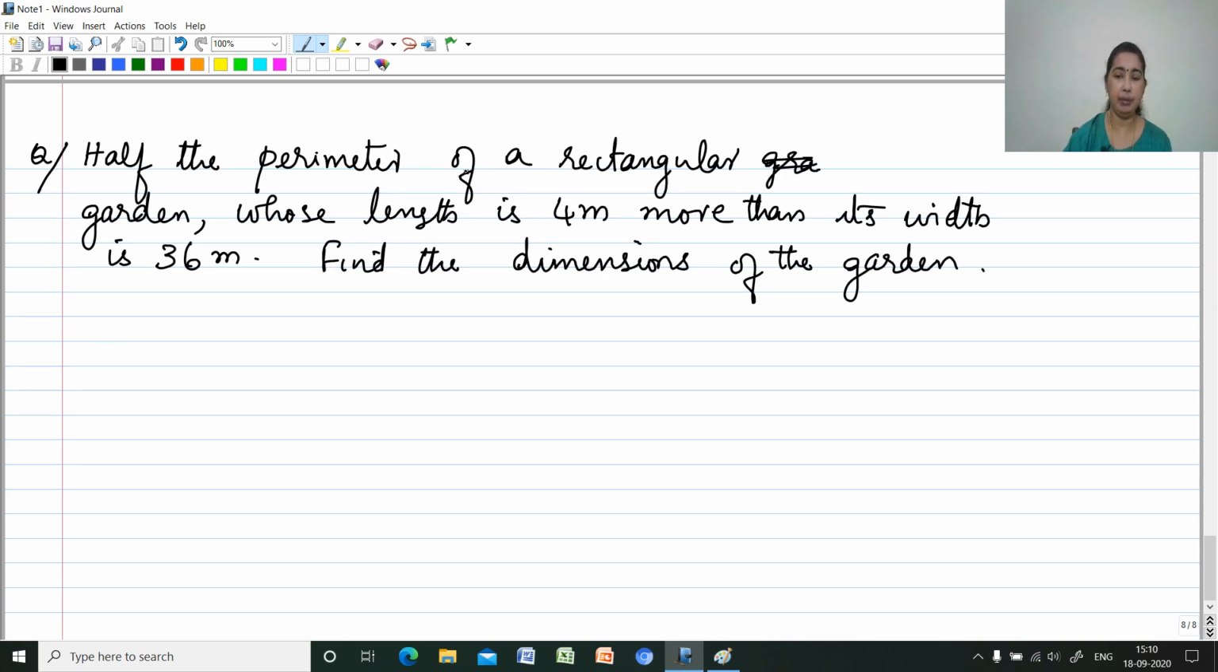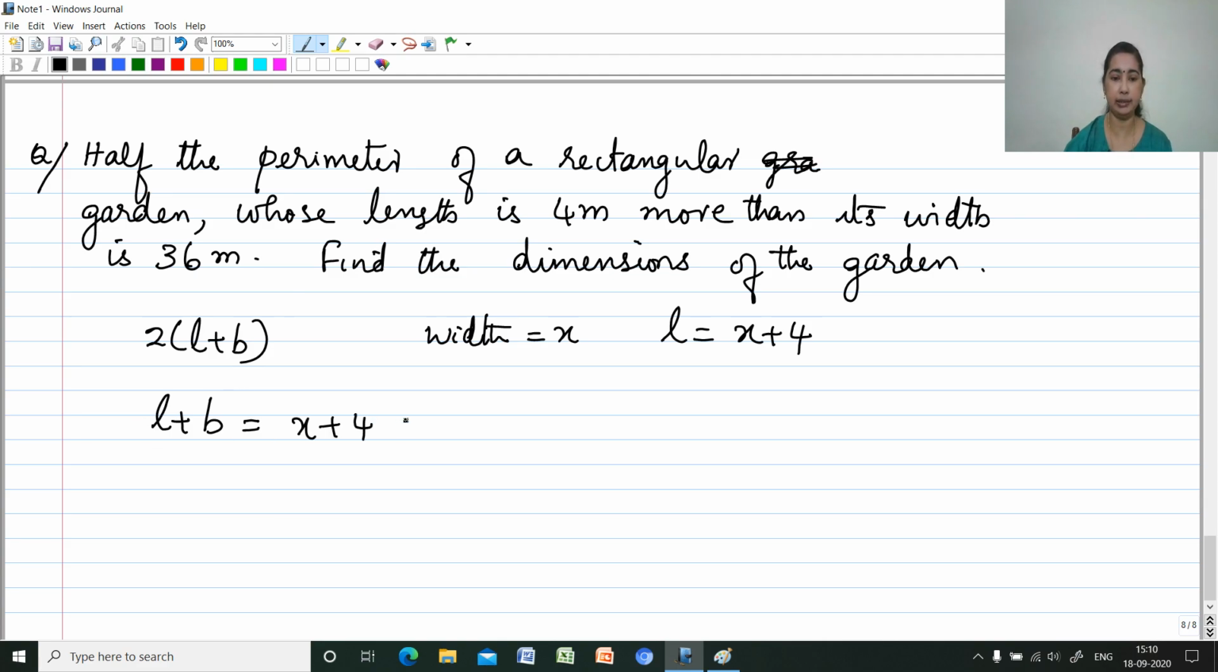So half the perimeter of a rectangular garden means L plus B. Perimeter of a rectangular garden is 2 into L plus B. Half the perimeter means it is L plus B. Whose length is 4 meter more than its width. If the width is x, then length will be 4 more than that. So I can write the equation as x plus 4, that's the length, then width or breadth is x, and it is given as 36.